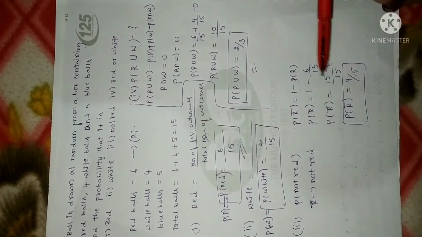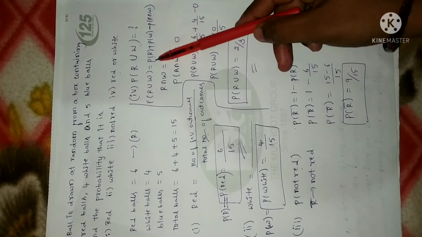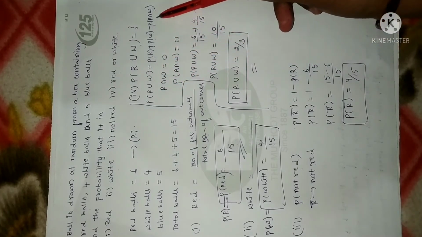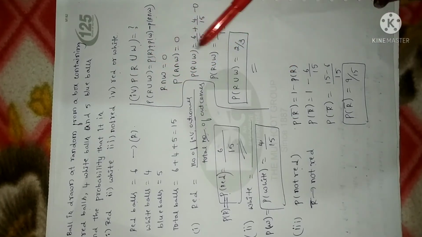So I have solved this just by using this formula. This is from the property of probabilities, that is P of A union B is equal to P of A plus P of B minus P of A intersection B. So instead of A and B I have replaced R and W. So the rest of the thing is the same.